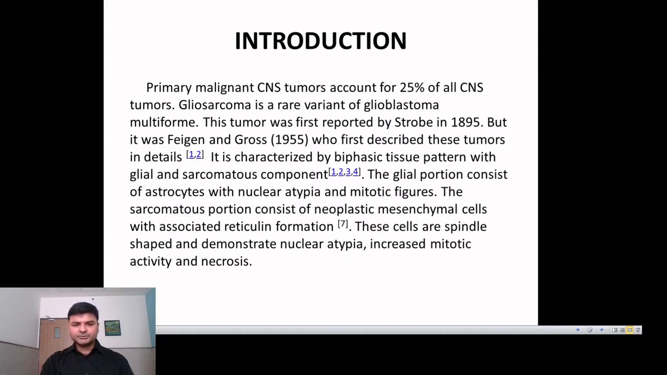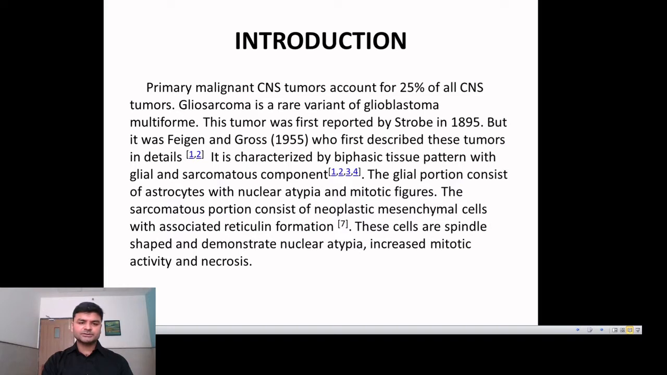Primary malignant CNS tumors account for 25% of all CNS tumors. Gliosarcoma is a rare variant of glioblastoma multiforme. This tumor was first reported by Straube in 1895, but it was Pagan and Gross who described it in detail in 1955. It is characterized by a biphasic tissue pattern, with glial and sarcomatous components.